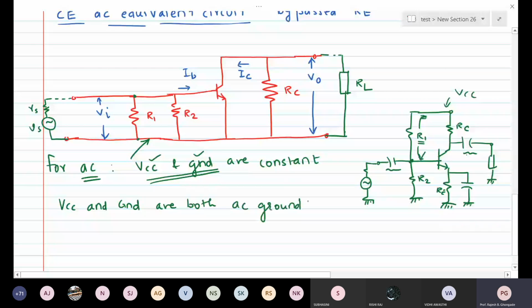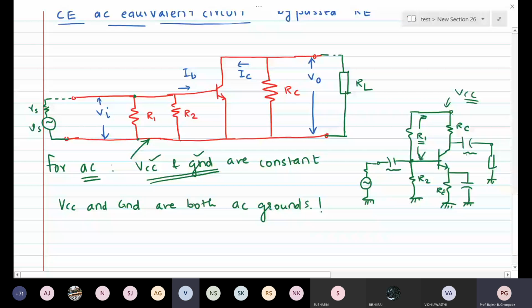This is very interesting. So R1 appears across base and ground. Remember now, this VCC is AC ground. R2 is connected to base and ground, AC ground. So if I reflect it here, one end of R1 is connected to base, another end is connected to AC ground. One end of R2 is connected to base, another end is connected to AC ground. Is it clear?